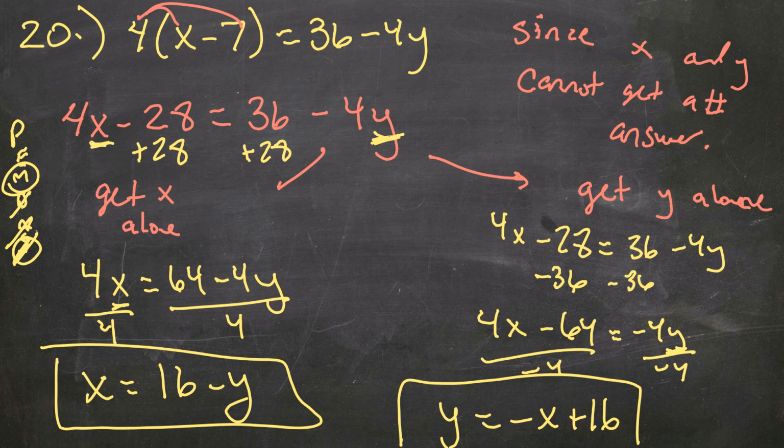This is called rewriting the equation. We'll go over that tomorrow in class. And it's going to have a lot to do with solving systems of equations, because one equation needs only one variable to get a number answer. If you have two variables, you need two different equations to get a number answer. All right? That's it.